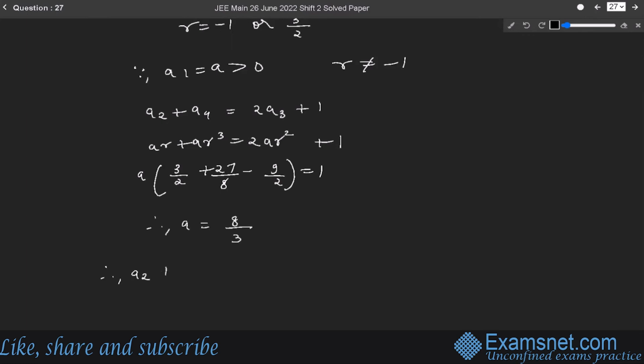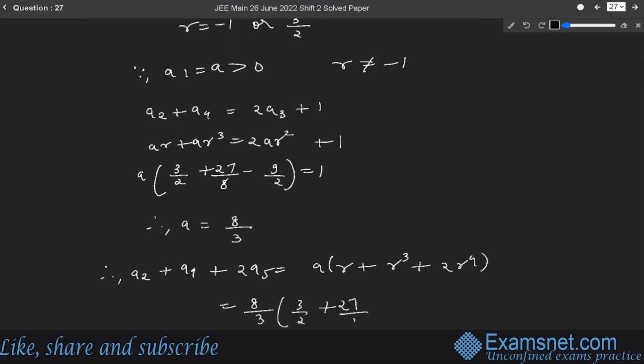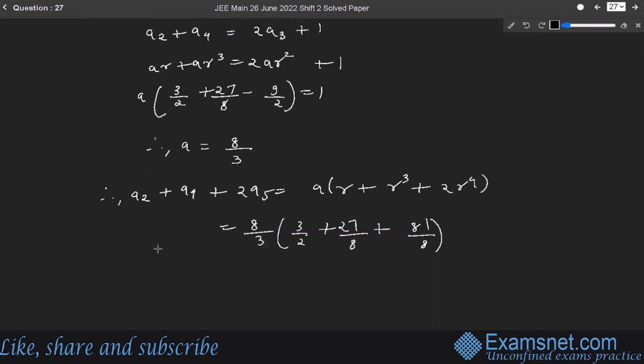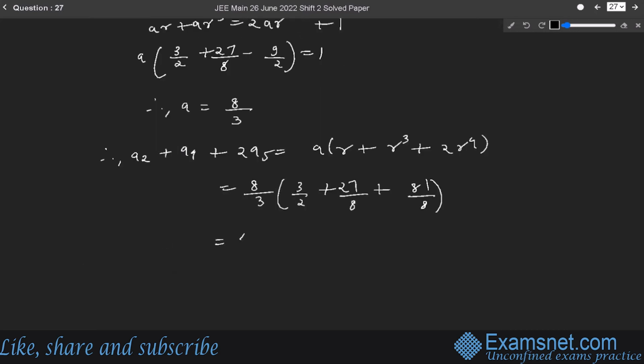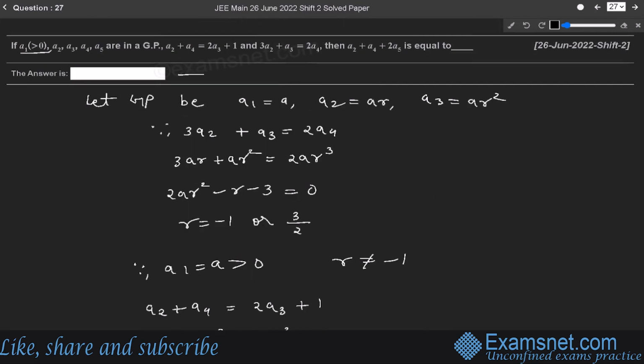Therefore, a2 plus a4 plus 2a5 will be equal to a into r plus r cube plus 2r power 4. So, it will be equal to 8 by 3 into 3 by 2 plus 27 by 8 plus 81 by 8. On further solving this, it will be equal to 40. Hence, we can say that the correct answer for this question is 40. I hope this question is clear to you.